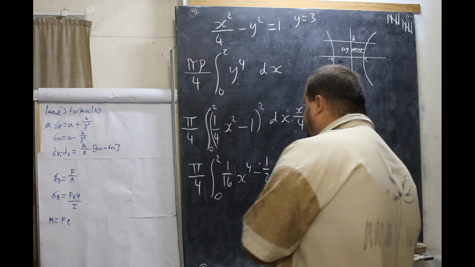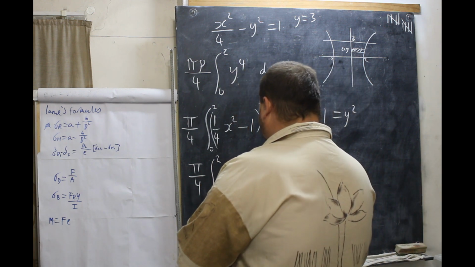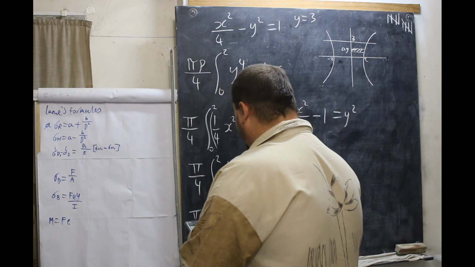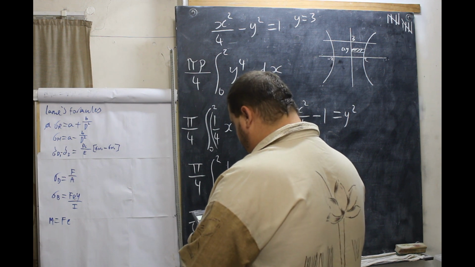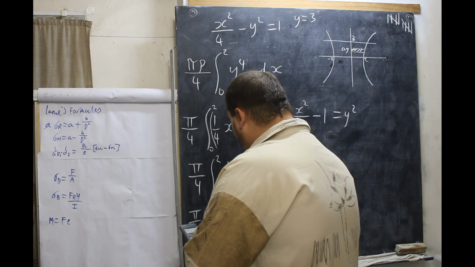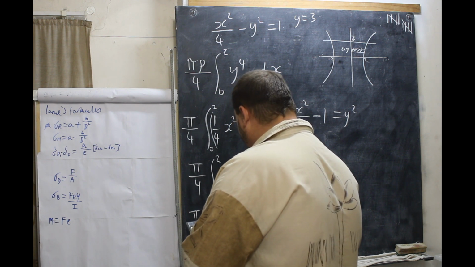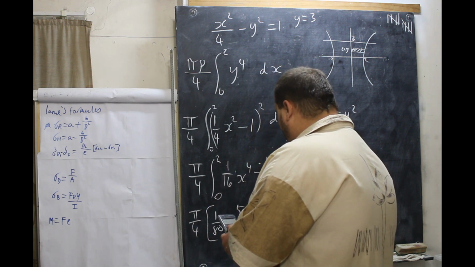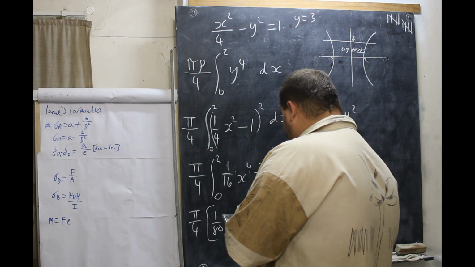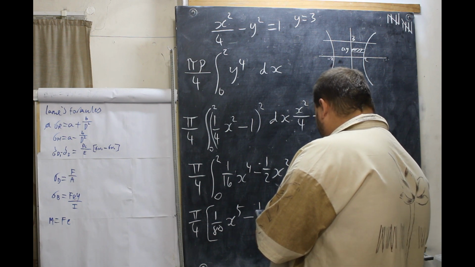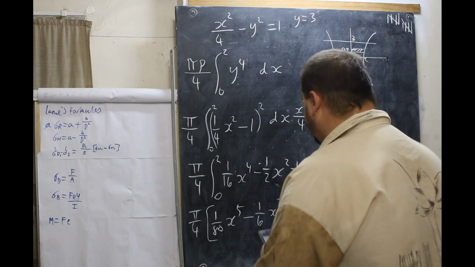So what we're going to do is say 16 times 5, because we're going to integrate now, pi over 4. We're going to integrate. So 1 over 16 times 1 over 5 is 1 over 80 x to the power 5, minus 1 over 6 x cubed, plus x, and that is from 0 to 2.